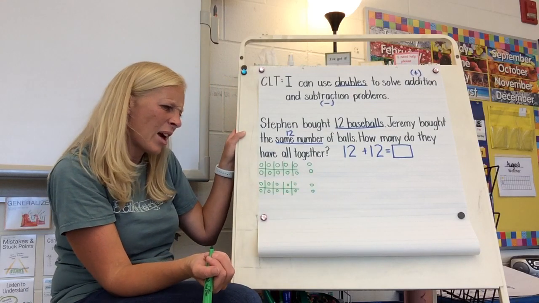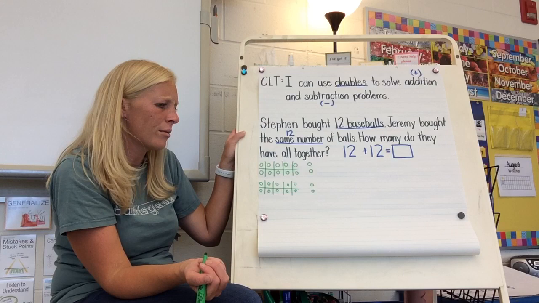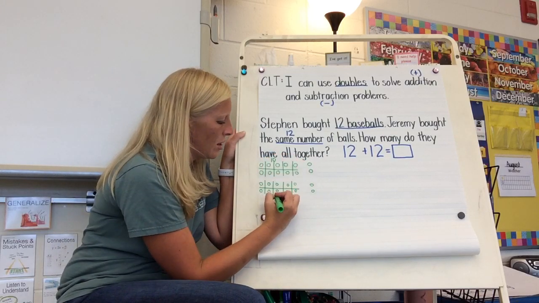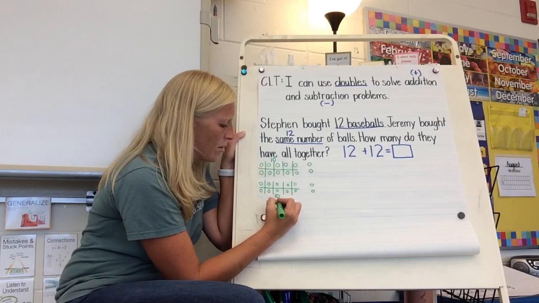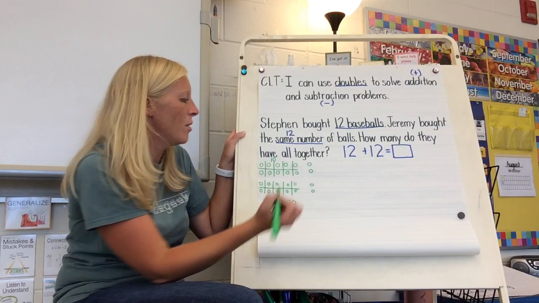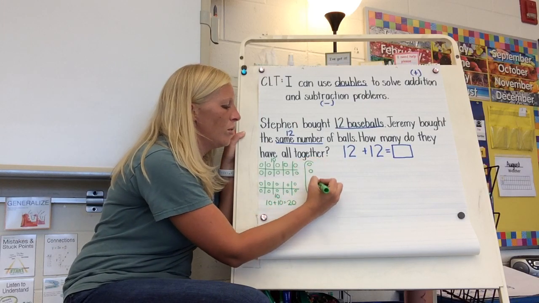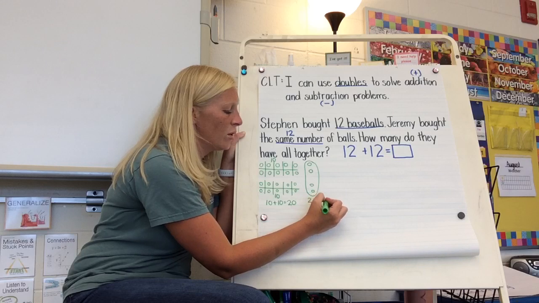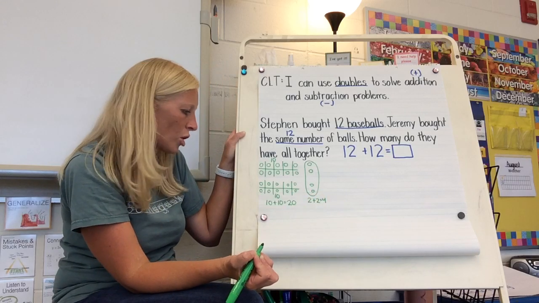Okay, so how did you know where your total was? Oh, okay, so you knew 10 and 10 was 20. Okay, you knew that double. And you know 2 plus 2 equals 4. So where was your total?